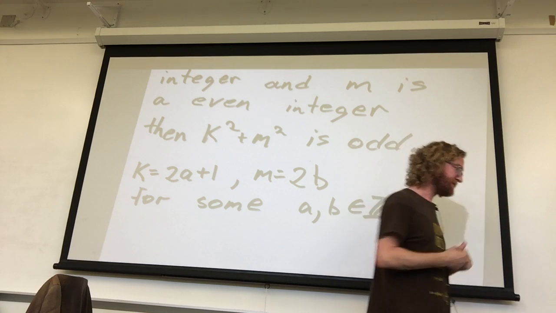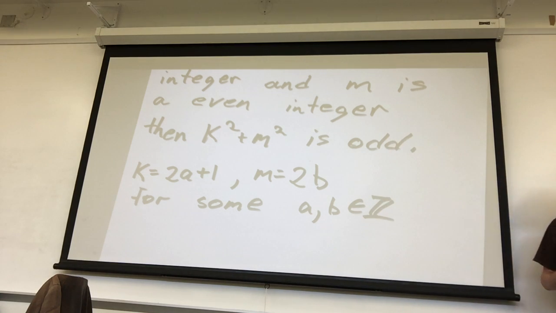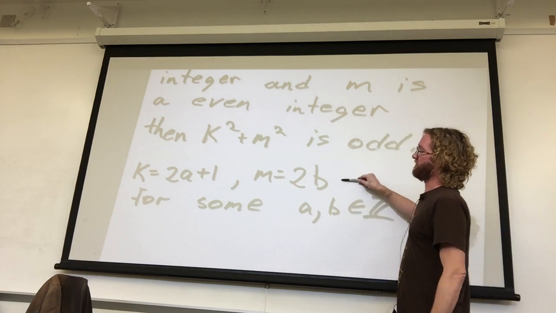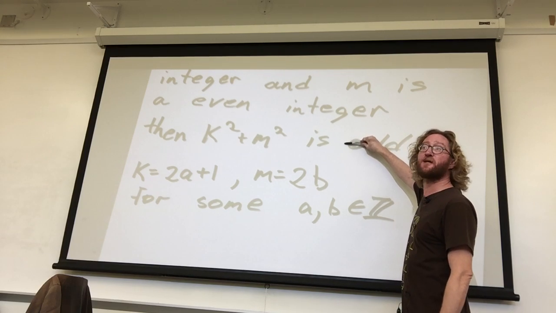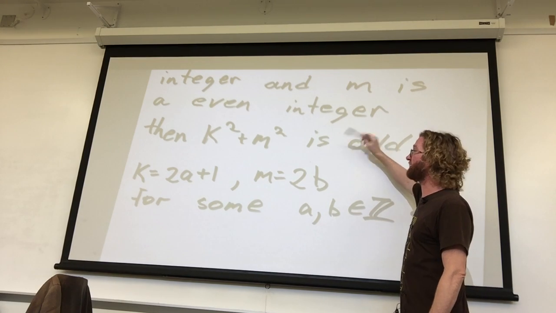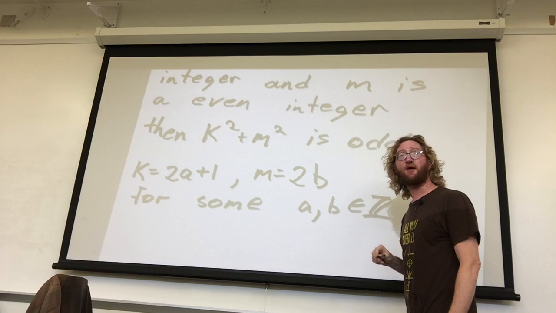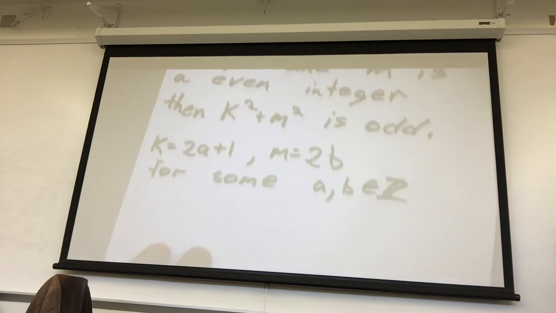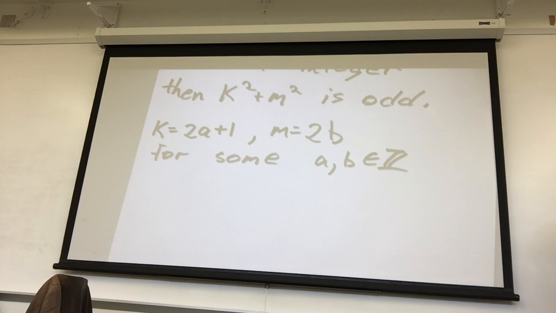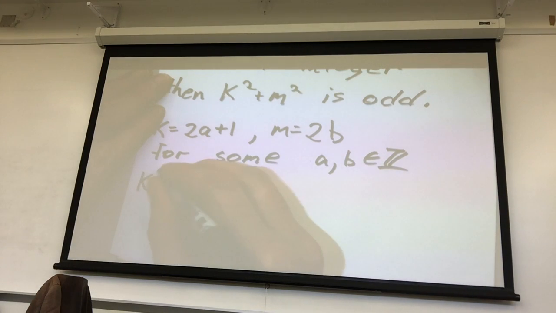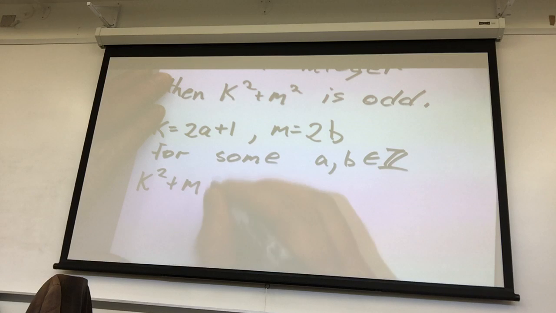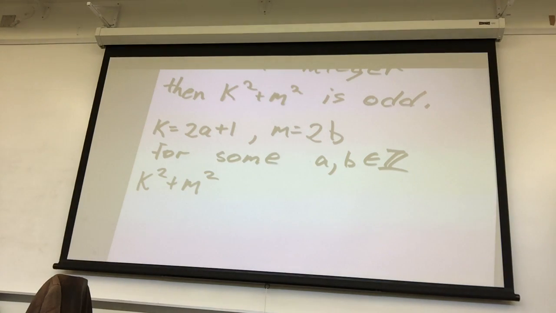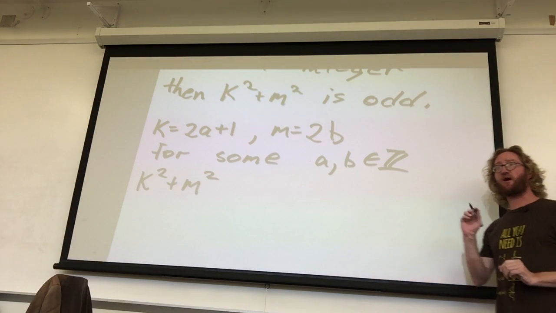So then we can say, all right, now what I want to do is I've got my if statement. Now I want to prove this statement right here. Okay? I want to say then k squared plus m squared is going to be odd. So my question becomes about, instead of just k, m, we are going to ask about k squared plus m squared. And we want to justify that this is actually odd.